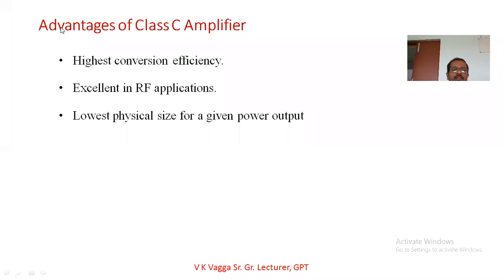If you take the advantages of the class C amplifier, it has the highest conversion efficiency and it is excellent in RF applications, that is, radio frequency applications. It has the lowest physical size for a given power output. Its implementation, the space it consumes, is very small in size.